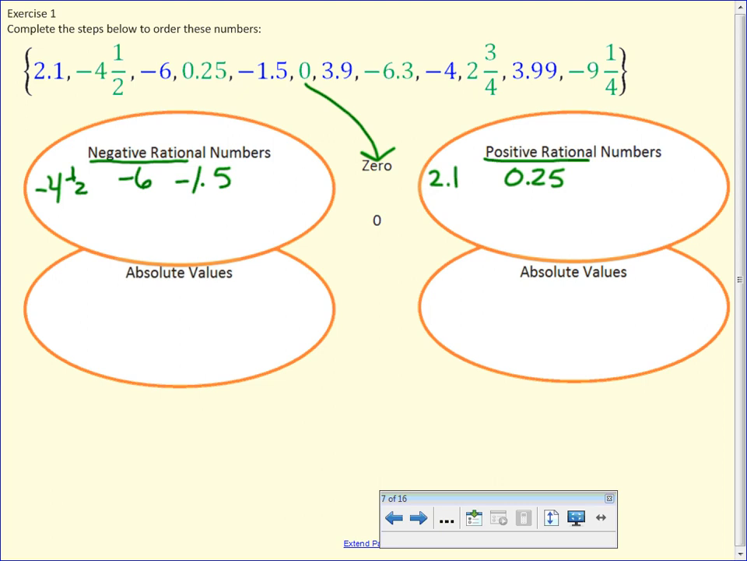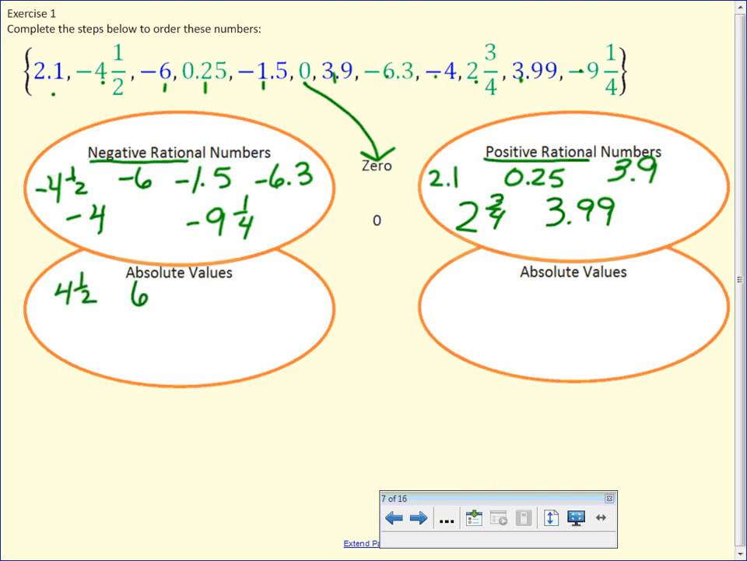So then we have 3.9. Negative 6.3. Negative 4. 2 3/4. 3.99. Negative 9 1/4. Let's make sure we didn't forget any. 1, 2, 3, 4, 5, 6, 7, 8, 9, 10, 11, 12. Okay, didn't forget any. Now in the bubble below, let's write all the absolute values.